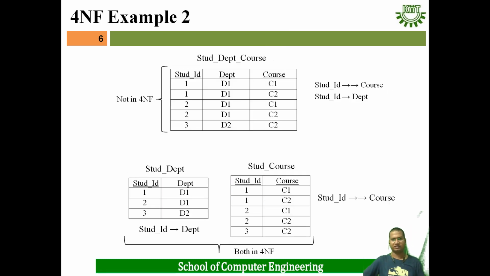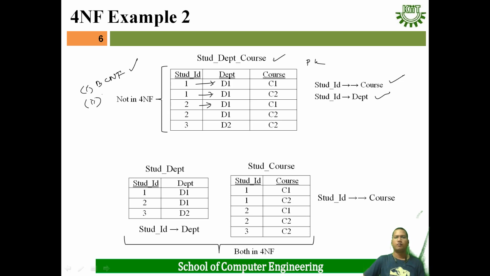Suppose student, department, course. In this case, just see, student ID is functionally dependent on department, and student ID is multi-value dependent on course. In this case, what we have to do is check whether this table is in 4NF or not. First, we have to check whether it is in BCNF or not, and all the attributes of this table combinedly become the primary key of this table. That means BCNF is satisfied in this case.